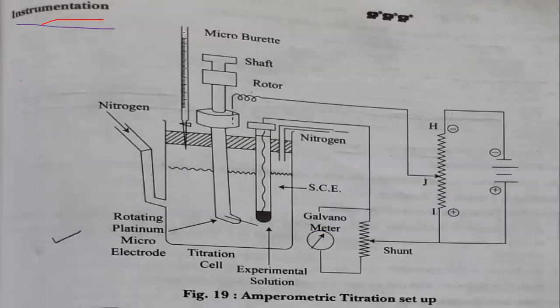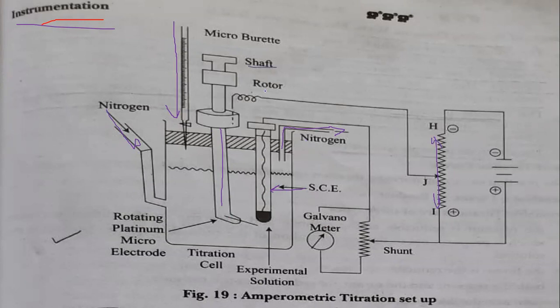See, this is the arrangement. This is a microburette from which we are going to add the titrant. Nitrogen gas is used to flush out the oxygen to avoid its interference. Here is where the nitrogen comes out along with the oxygen. Here is the indicator electrode and this is the reference electrode. And here is a jockey by which we can adjust the applied potential to the testing solution.